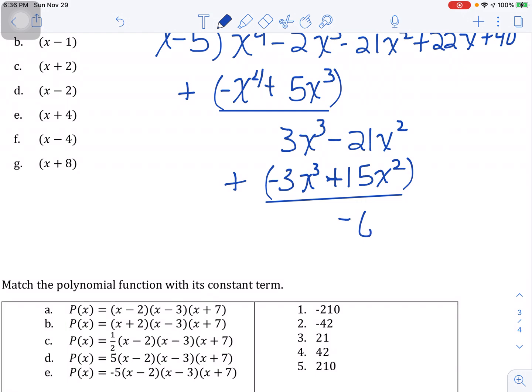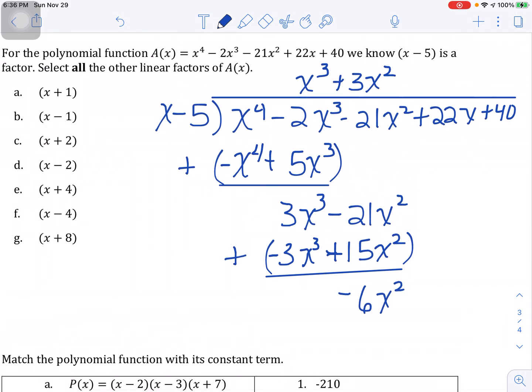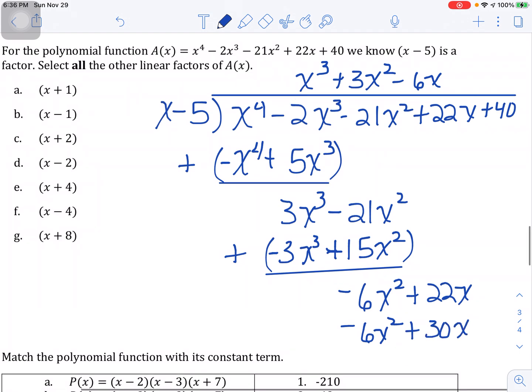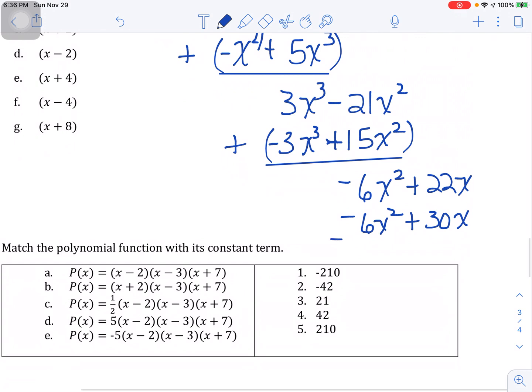So this becomes negative 6x squared. So up here we need a negative 6x. And we need to bring down that positive 22x. And then do the multiplication. So we get negative 6x squared plus 30x, because it's negative 5 and negative 6. So then we do the subtraction, or adding the opposite.